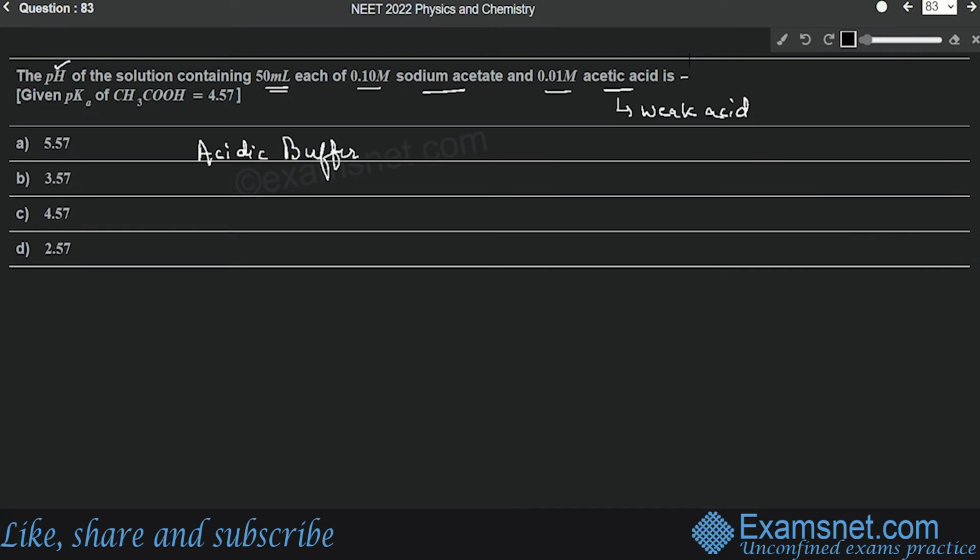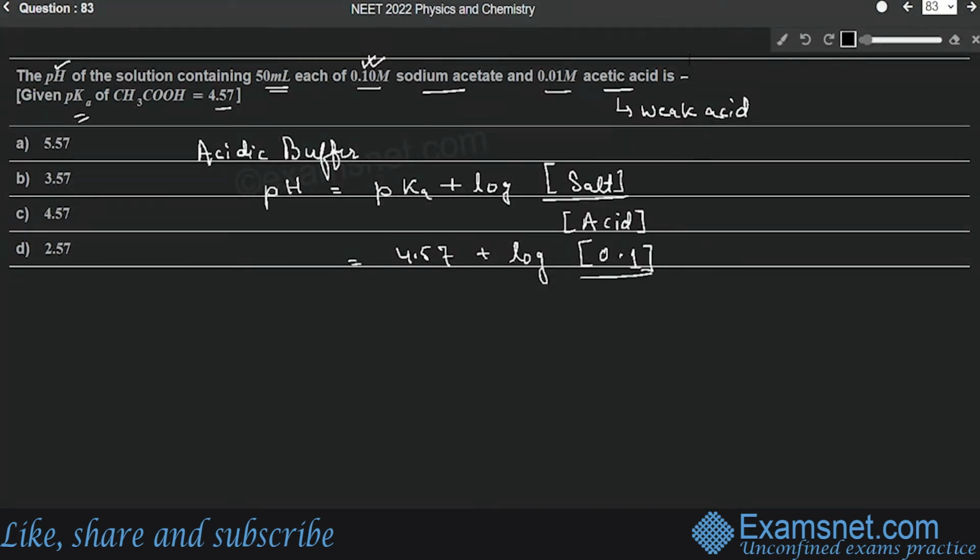And what is given here, pKa of acetic acid is given as 4.57. Now we know that in case of an acidic buffer, the pH can be found out as pKa of the acid plus log concentration of salt by concentration of the acid, right? So this is an important formula. pKa of the acid is given as 4.57 plus log, concentration of salt is 0.10 molar, so we can write 0.1, by concentration of acid, that means 0.01 molar.